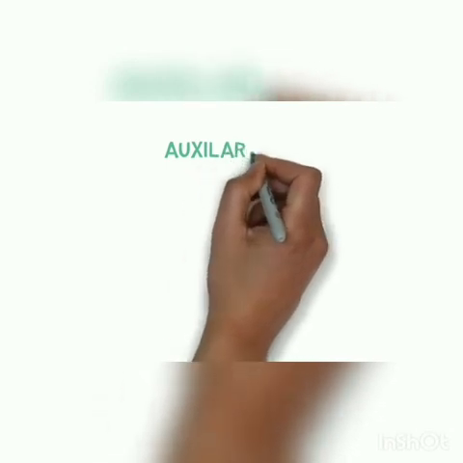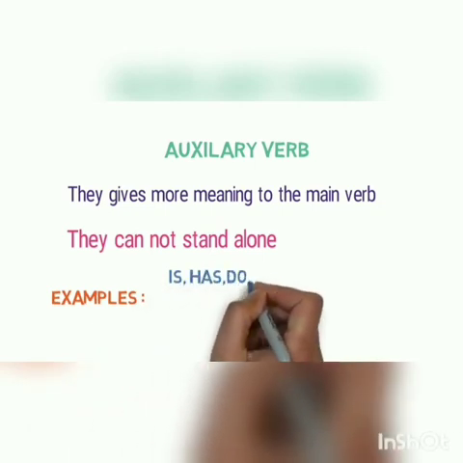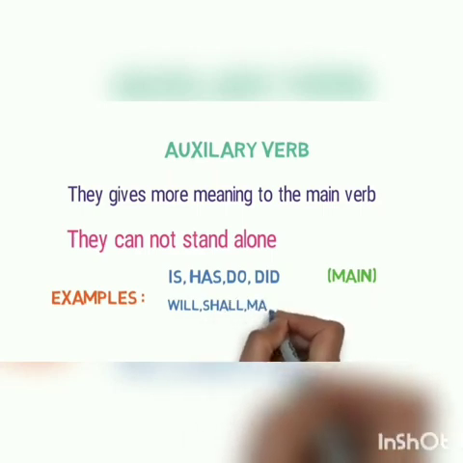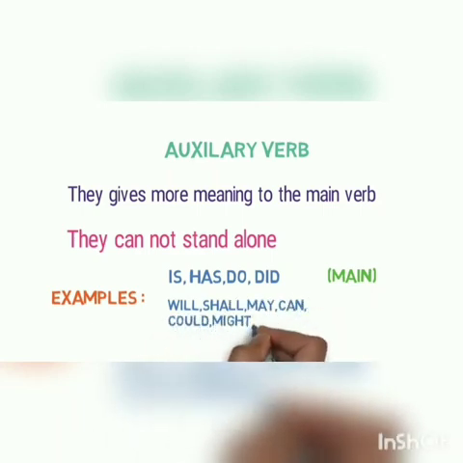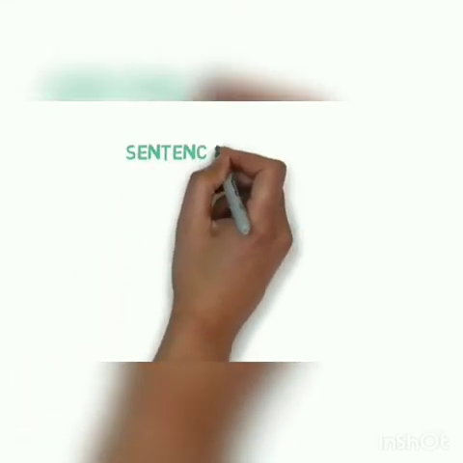Now, let's look into auxiliary verbs or helping verbs. They give more meaning to the main verb. They cannot stand alone, which means they require a main verb for their existence. Examples of them are is, has, do, did. These are referred to as main helping verbs, and will, shall, may, can, could, might, must. These are called modal auxiliary verbs.